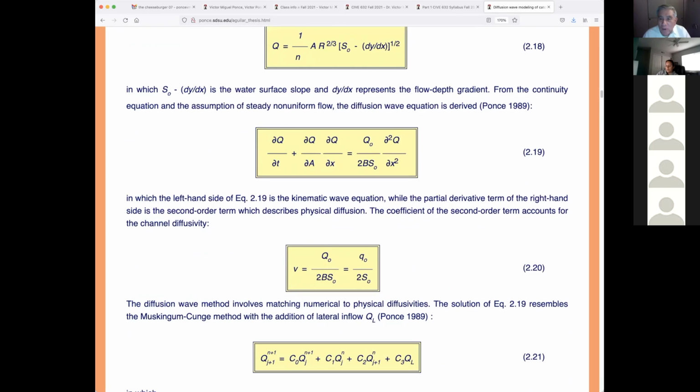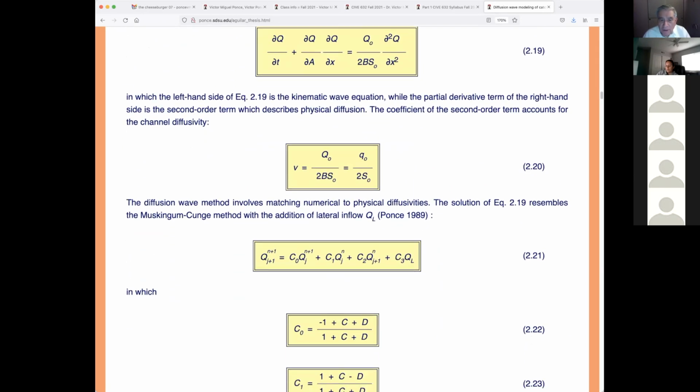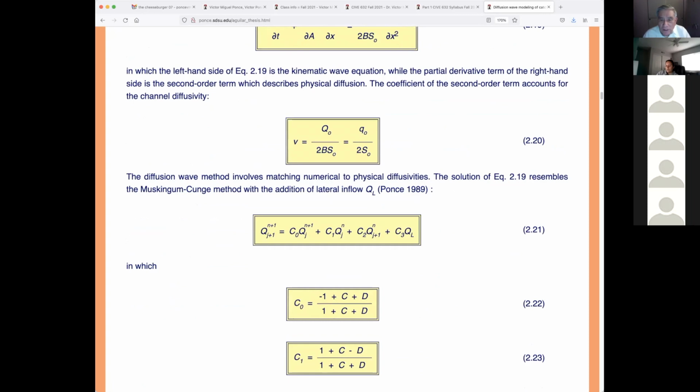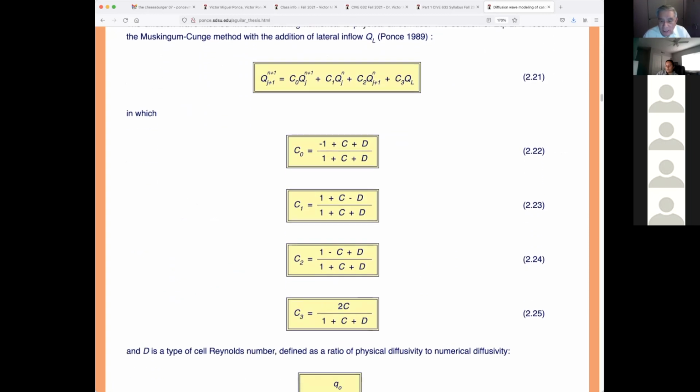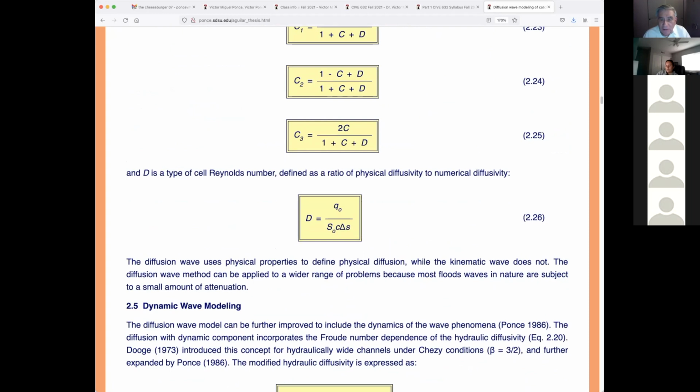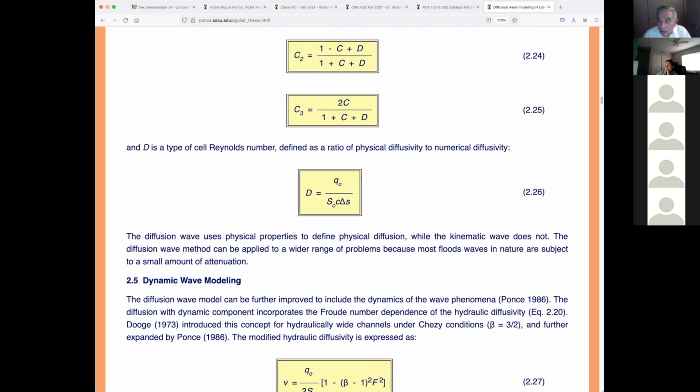Okay, diffusion wave equation, we already know that, 211, 219, that's the equation of Hayami, where the diffusivity is this. We already know that, and that leads to our famous formulas, in which D now, in complementing the C now, D is, we call it a cell Reynolds number. We introduced that concept, and it's there. It's a cell Reynolds number.